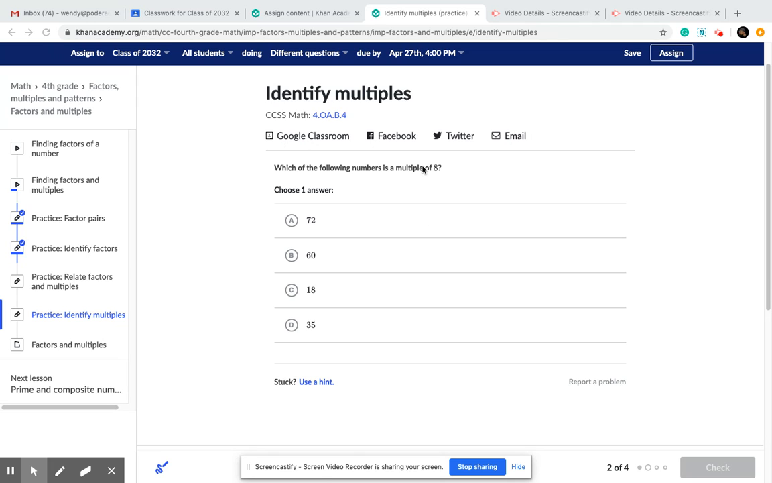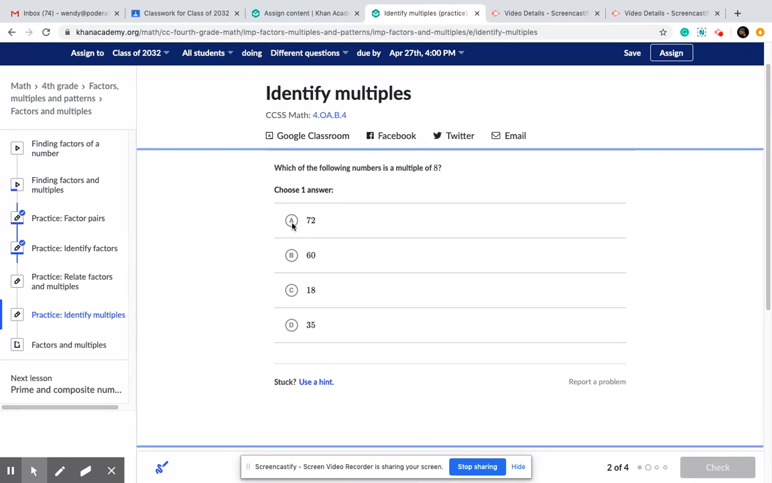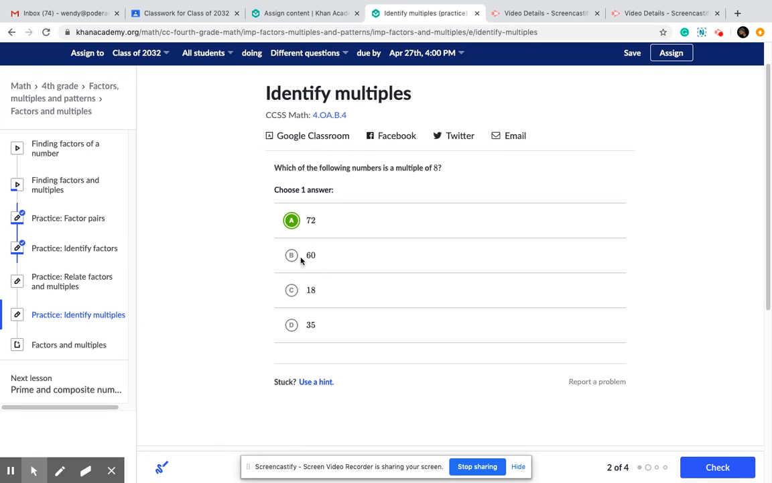Which of the following numbers is a multiple of 8? Remember, multiples of 8 are multiplication. 8, 16, okay, and then you have 24, and then you have 32, all right? So let's see. Is 72 a multiple of 8? Yes, because 8 times 9 equals 72. Okay, not 60, not 18, and not 35.